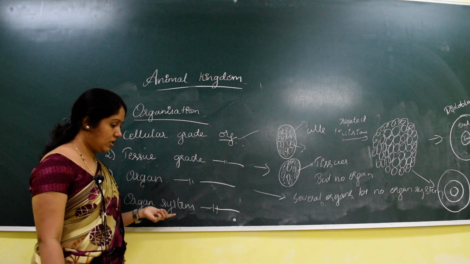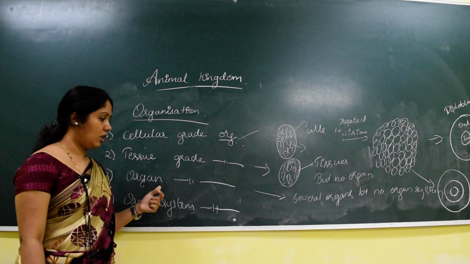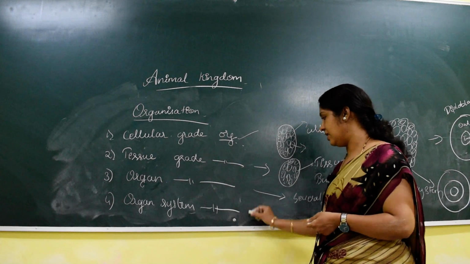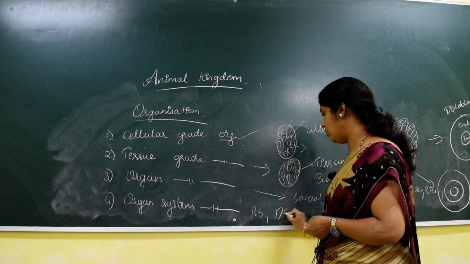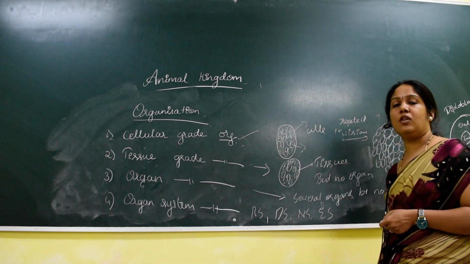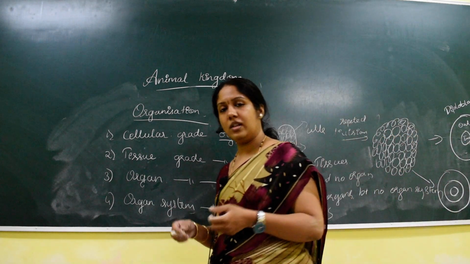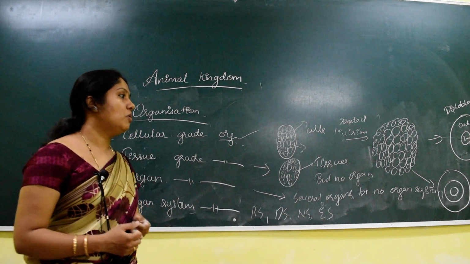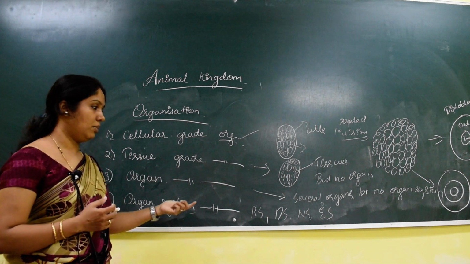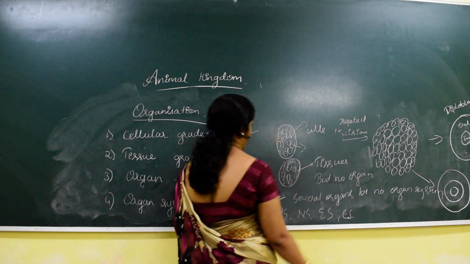Next, in higher developed organisms, we can see an organ system grade of organization. In organ system grade of organization, what happens is there is a well developed organ system such as respiratory system, digestive system, nervous system, excretory system. So there is a development of organ system. So what does organ system mean? Several related organs together are involved in performing one particular function of the body to form one organ system. Best examples are digestive system, circulatory system, nervous system, excretory system, etc.